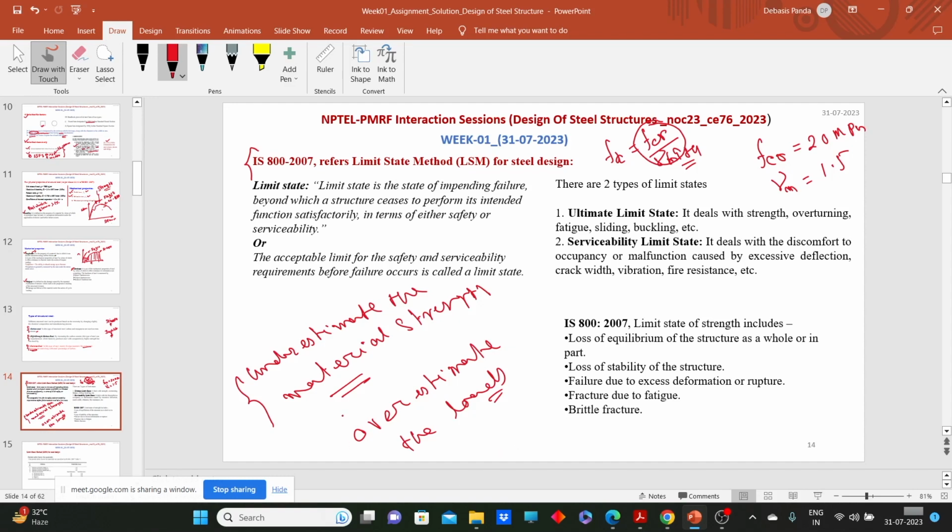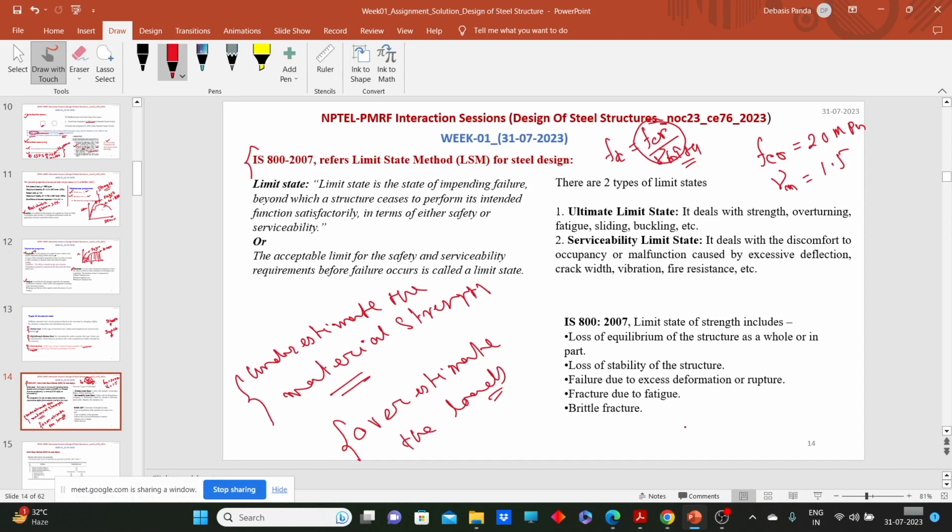Now, for the loads, what will we do? Remember from your RCC, say we have a dead load and live load combination. We put some factor of safety over here. That means our design load, say, is equal to this.